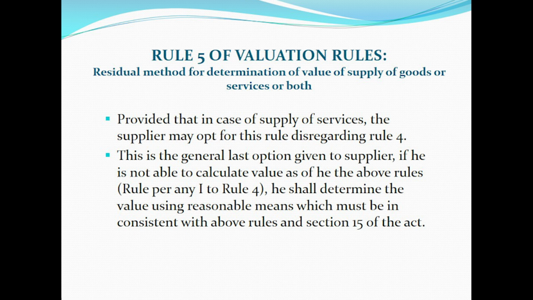Now, the last option given to the supplier is, if he is not able to calculate the value of taxable supply as given in rule 4, that is based on cost, then he shall determine the value of the supply using reasonable means which must be consistent with the above rules, that is rule 1 to rule 4 and section 15 of the GST Act of 2017.